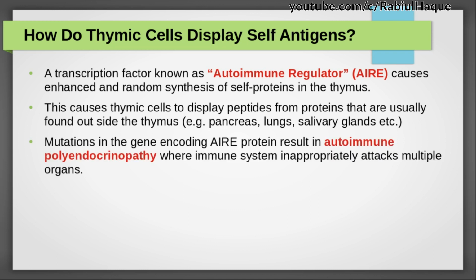Now, what will happen when there is a mutation in this transcription factor? Mutations in the gene encoding AIRE protein will result in a condition known as autoimmune polyendocrinopathy. And what will happen here? Since there is a mutation in the gene that encodes AIRE protein, the thymic cells will fail to display self-proteins, and as a result our immune system will not be tolerant and will inappropriately attack multiple organs.